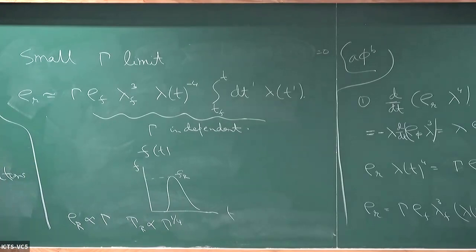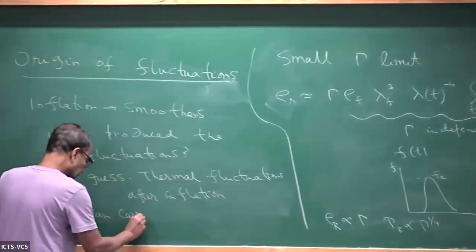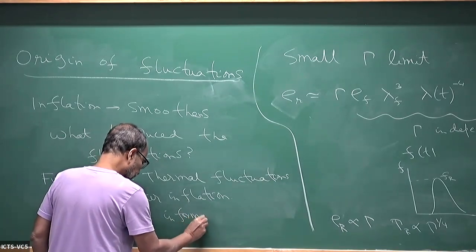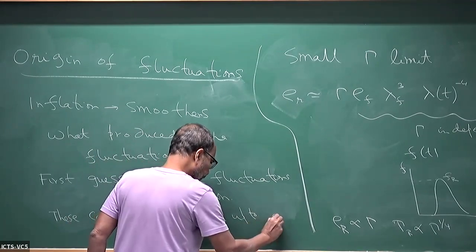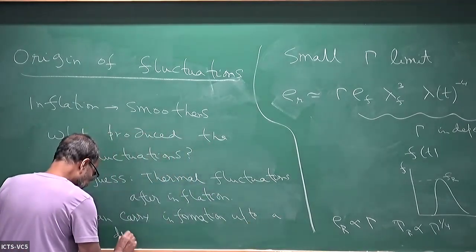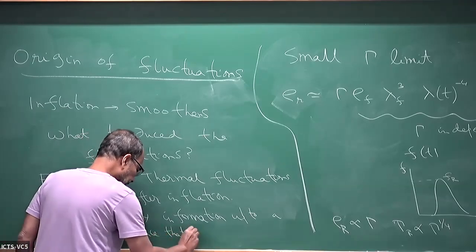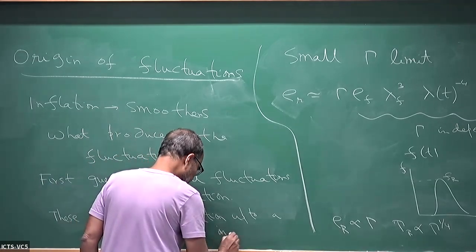So if these are responsible for the fluctuations, then we know that these can carry information up to a distance that is 2 degrees on the last scattering surface.